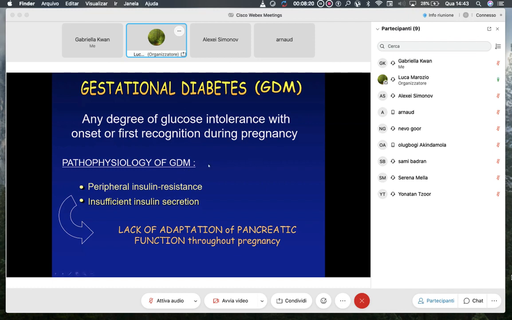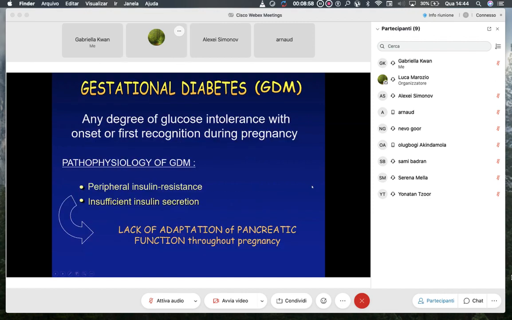The pathophysiology of gestational diabetes is, as we have known, there is a peripheral insulin resistance which has to be balanced by an increased insulin secretion by the cells of the pancreas. It doesn't happen. There is an insufficient insulin secretion by the pancreas. It is a lack of adaptation of pancreatic function throughout pregnancy. This may lead to gestational diabetes.